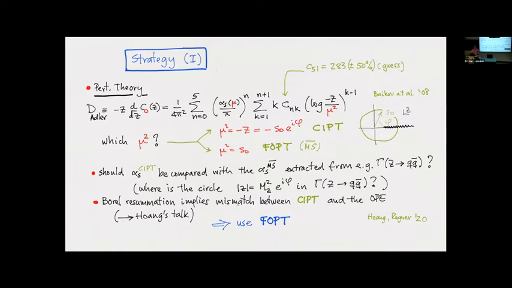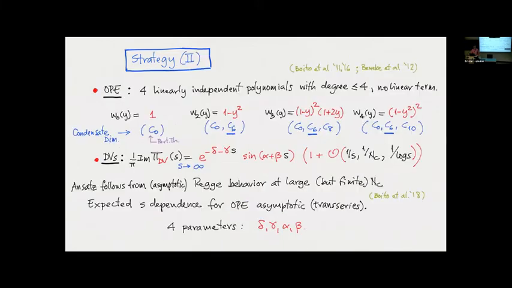And moreover, and I'm sure that Andre Hoang is going to talk about this, it so happens, after a paper by Hoang and Regner, that the Borel resummation implies actually a mismatch between CIPT and the OPE. So the OPE is not really consistent in conjunction with the CIPT expansion. So that means that we're going to use FOPT. So that means honest-to-goodness MS bar. So that was the perturbative part.